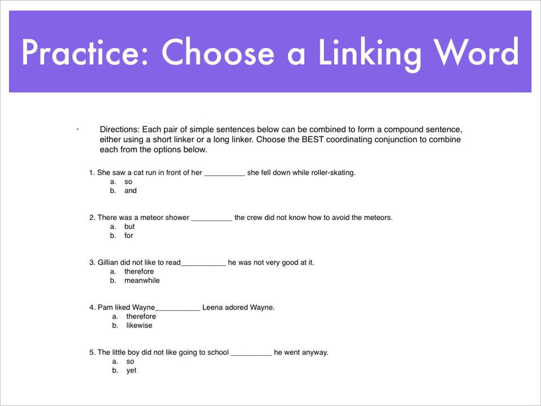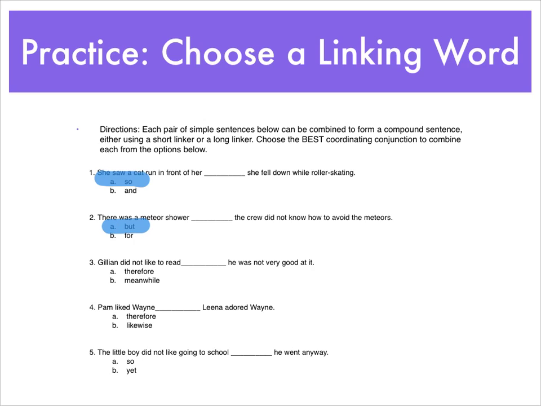Okay, here's your key. So in number 1, we're going to see that she saw a cat run in front of her, so she fell down while roller skating. That's a cause-effect relationship.